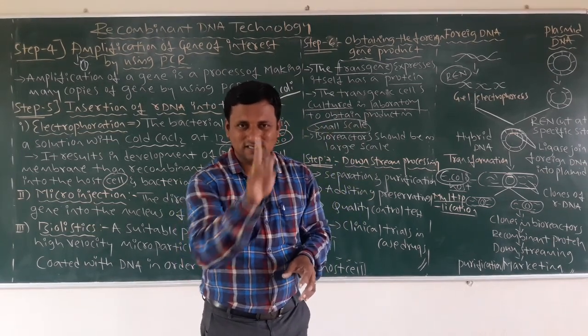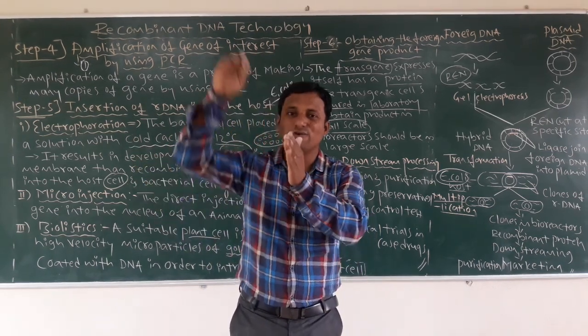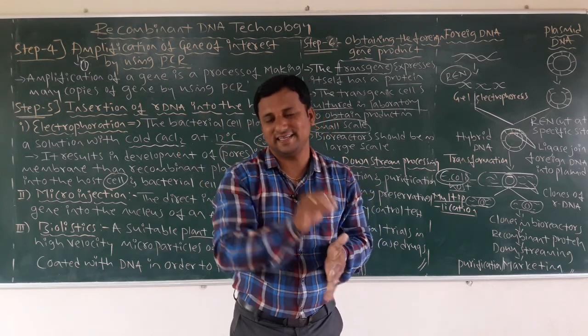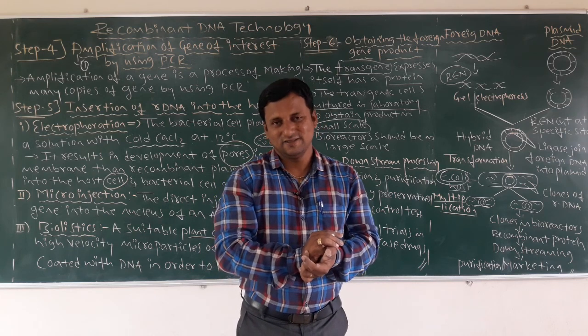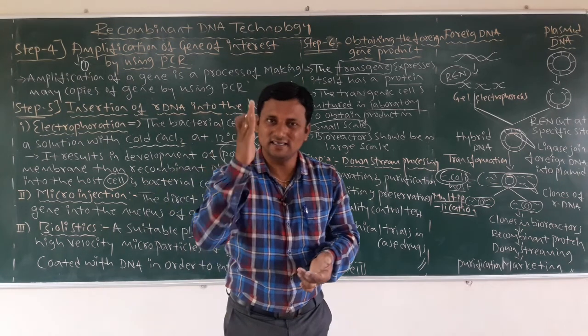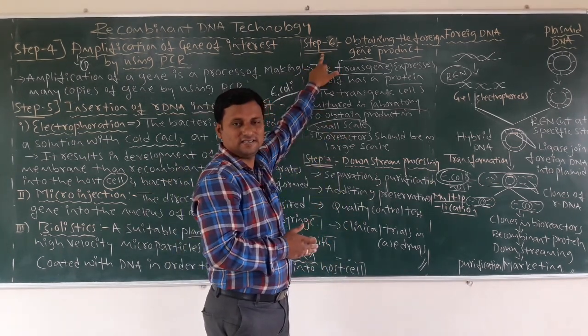If you want a laboratory, it is small scale. If you want a large scale of those products, then you can use the stainless steel vessel tank, which is called a bioreactor. Those bioreactors are used for production on a large scale. So, this is the sixth step of obtaining the gene product.